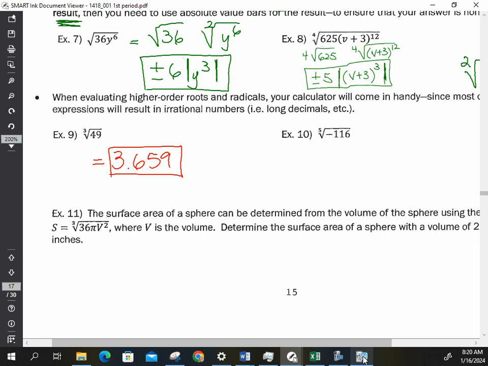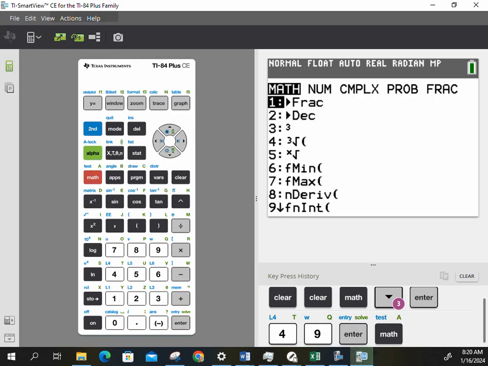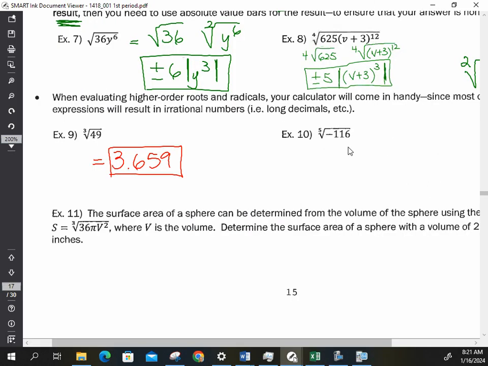Now, that's for a cube root. If you were paying attention to the calculator, when we go to Math, there is a button right underneath the cube root that says X root. X root is for any other number other than the number 3. So 4, 5, 6, 12, 50, a billion, whatever it is you want to use. Example 10 was the 5th root of negative 116.